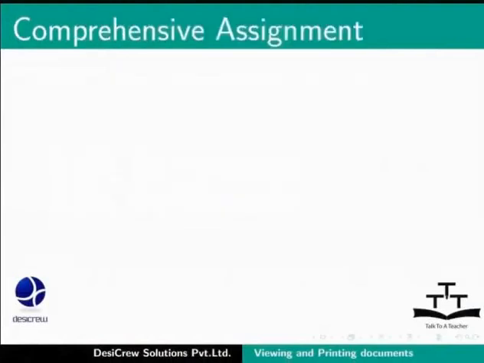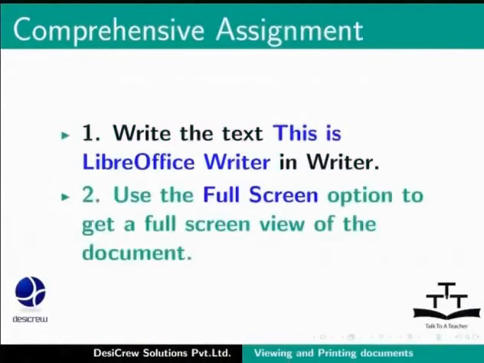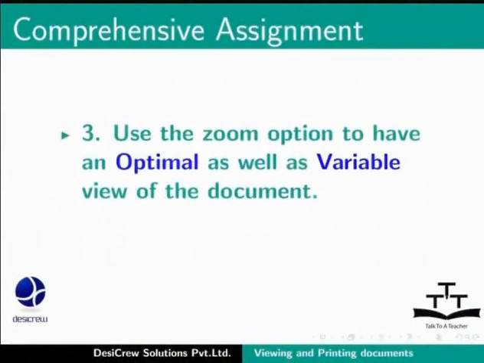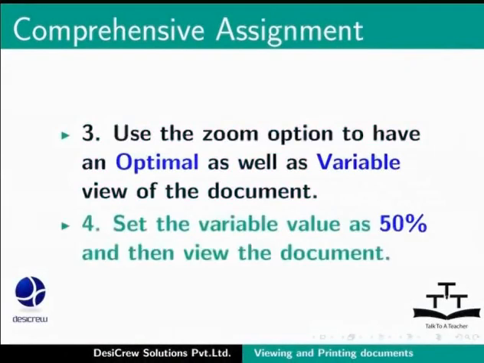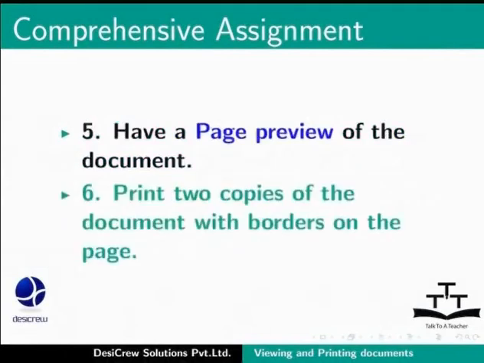Comprehensive assignment. Write the text, "This is LibreOffice Writer" in Writer. Use the full screen option to get a full screen view of the document. Use the zoom option to have an optimal as well as variable view of the document. Set the variable value as 50% and then view the document. Have a page preview of the document and print 2 copies of the document with borders on the page.